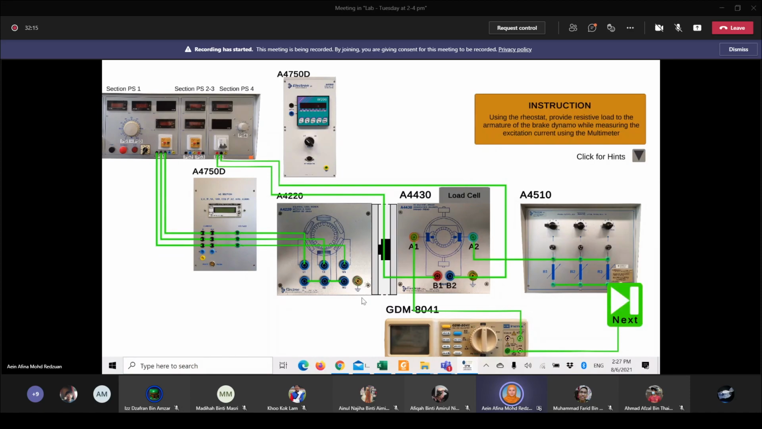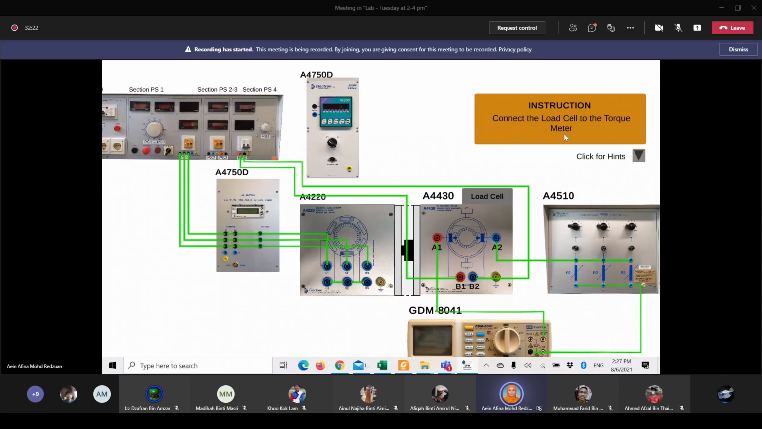Okay, so you can see that we have a full circuit. Connect the load cell to the torque meter. This is the torque meter. The torque meter is where you get the reading of the torque. Connect to the load cell of the machine where we already connect it with the load.